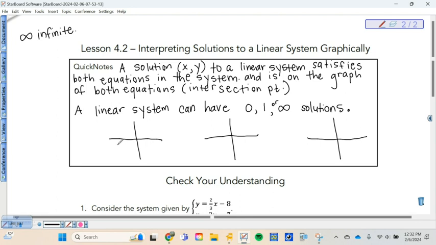Okay, so my first type of system is parallel lines. How many solutions do parallel lines have? None. 0 solutions. And what do I know about parallel lines and their slope? Their slope is the same. Same slope, but they will have different y-intercepts. Same slope, but different y-intercepts.